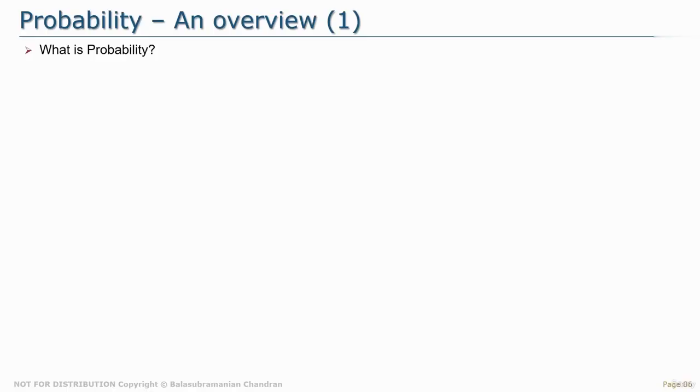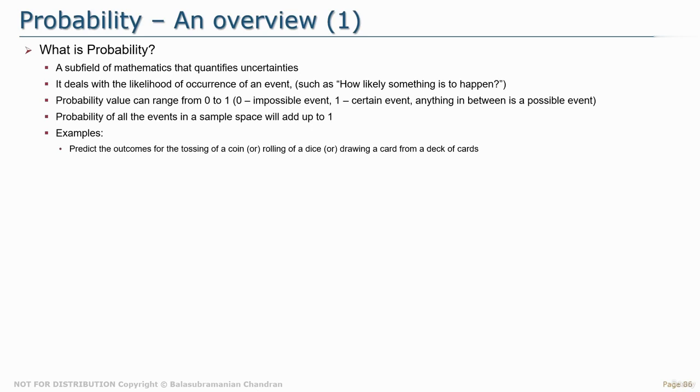What is probability? Probability is a subfield of mathematics that quantifies uncertainties. It deals with the likelihood of occurrence of an event, such as how likely something is to happen. Probability value can range from 0 to 1, that is, 0 is an impossible event, 1 is a certain event, and anything in between is a possible event. Probability of all the events in a sample space will add up to 1.